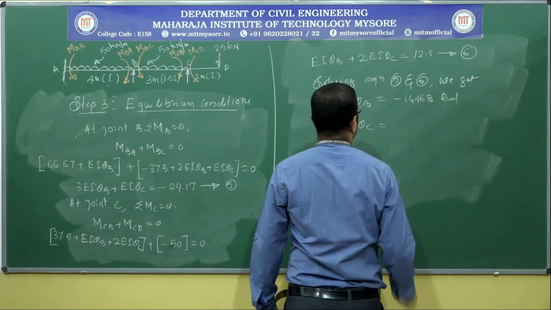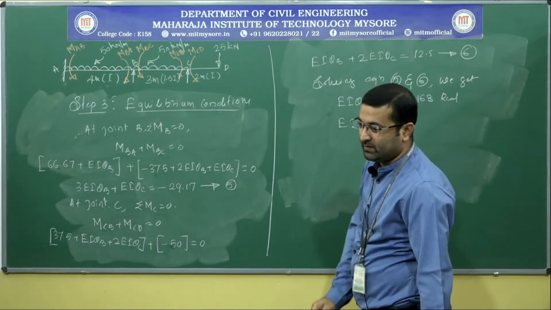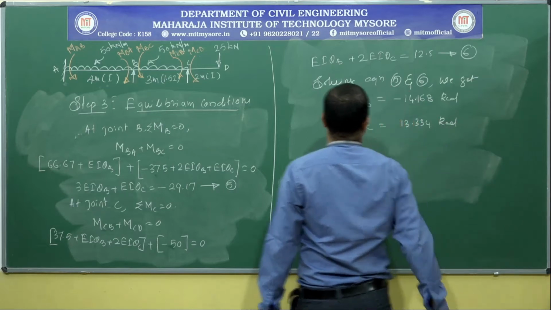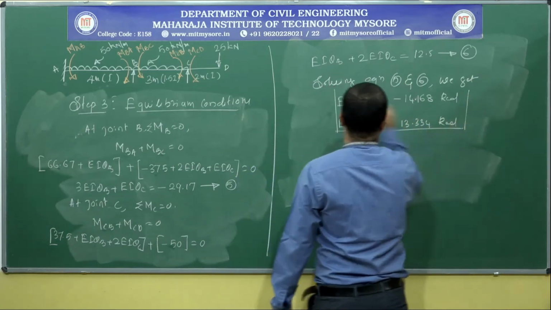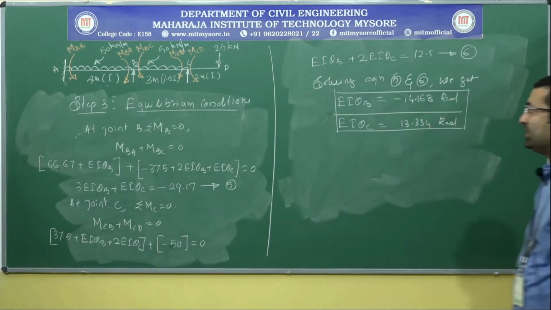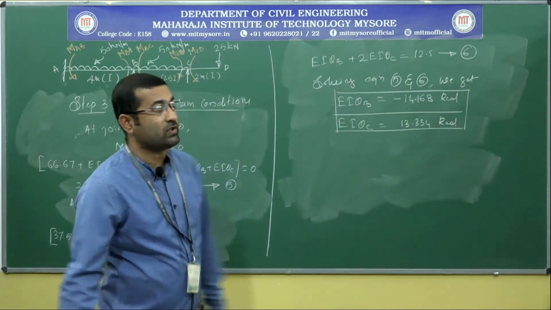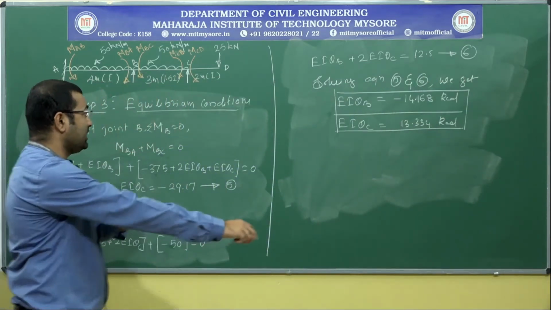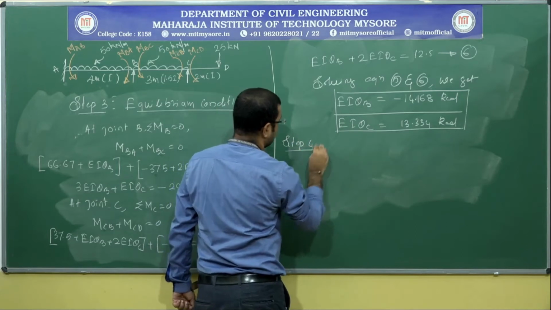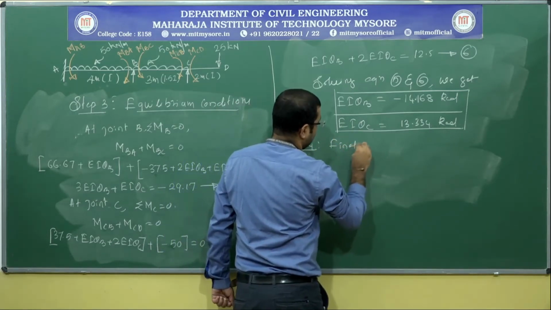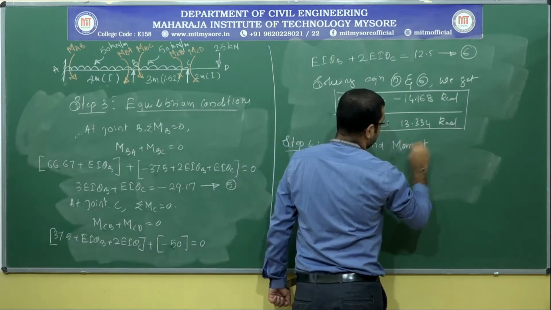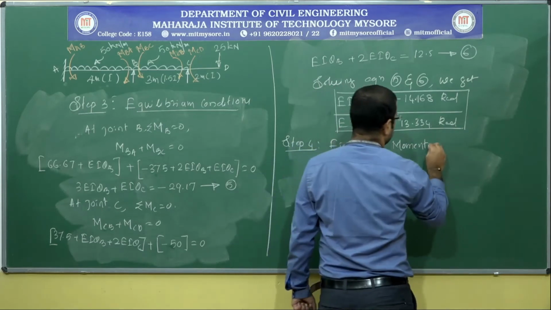Sorry, this is 14.1, is 13.334 radians. So these are the rotations at joint B and joint C. Once we have these rotations and the slope deflection equation, we can easily determine the final end moments. That is step number 4. As per step number 4, we can calculate the final end moments using the slope deflection equations.